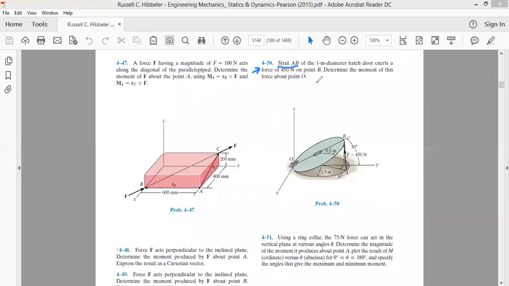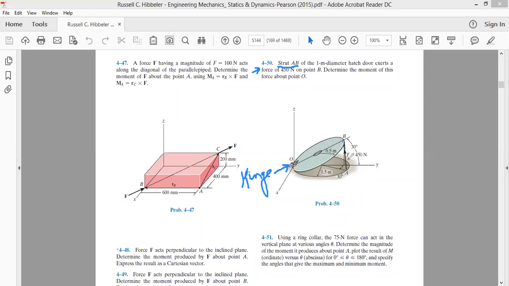This is A, this is B. You can treat the strut AB as a piece of wood or a piece of metal which is used to hold this lid. As far as this lid is concerned, it is hinged here. You have a hinge joint here, and being hinged at one point, if you lift it up and release it, the lid will fall to the ground because of gravity.